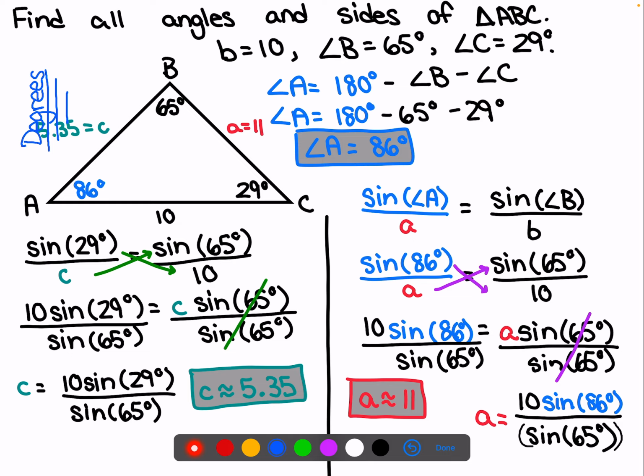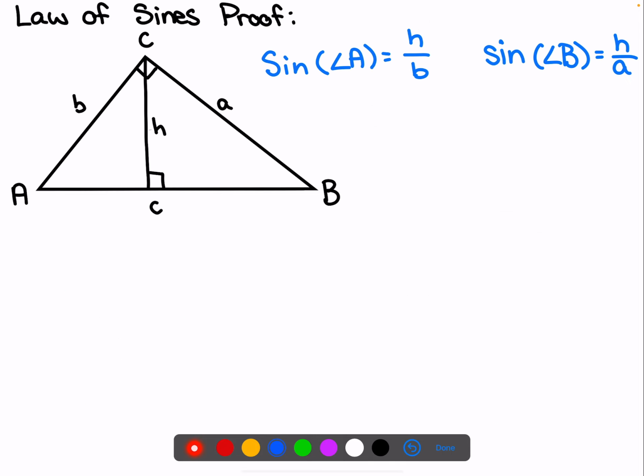Now, you may be wondering, how come this always works? What caused it to always work? And we have a proof for it, actually. So here's our law of sines proof. This is why the law of sines will always work for us. And you don't need to know this proof for the test or anything, but it is still important for you to see.